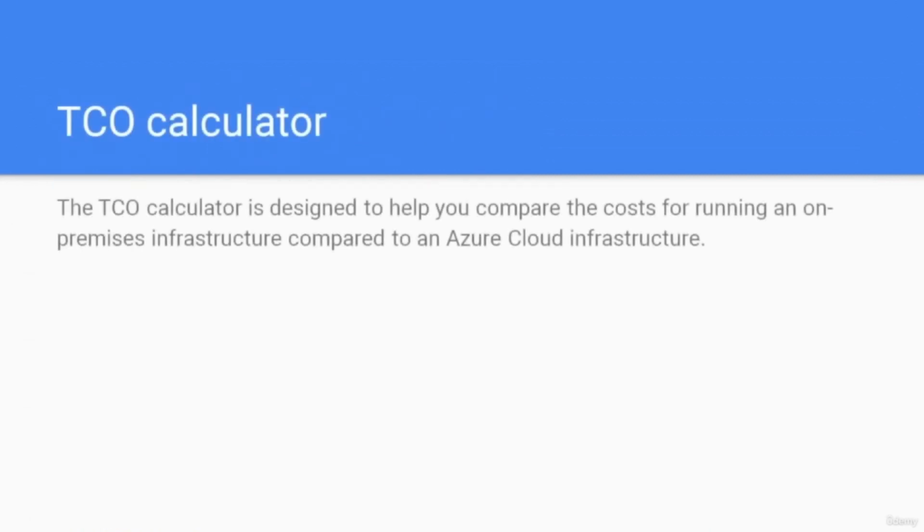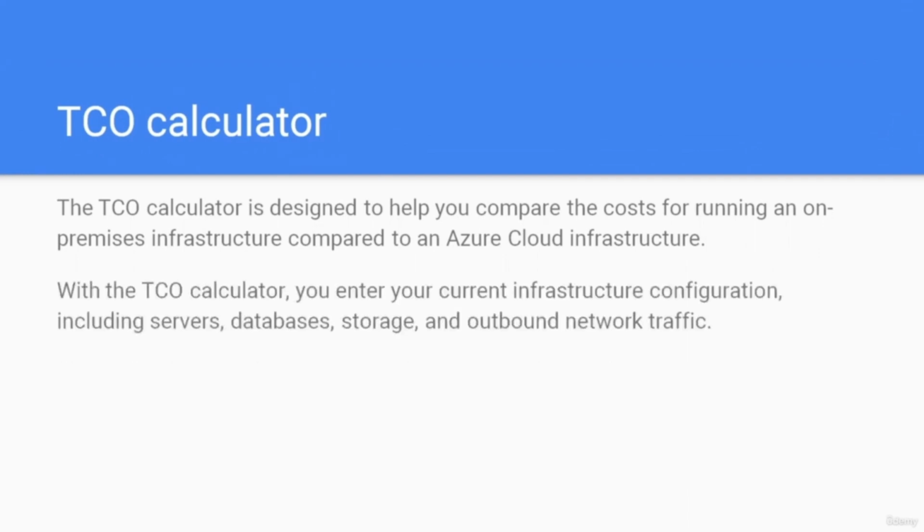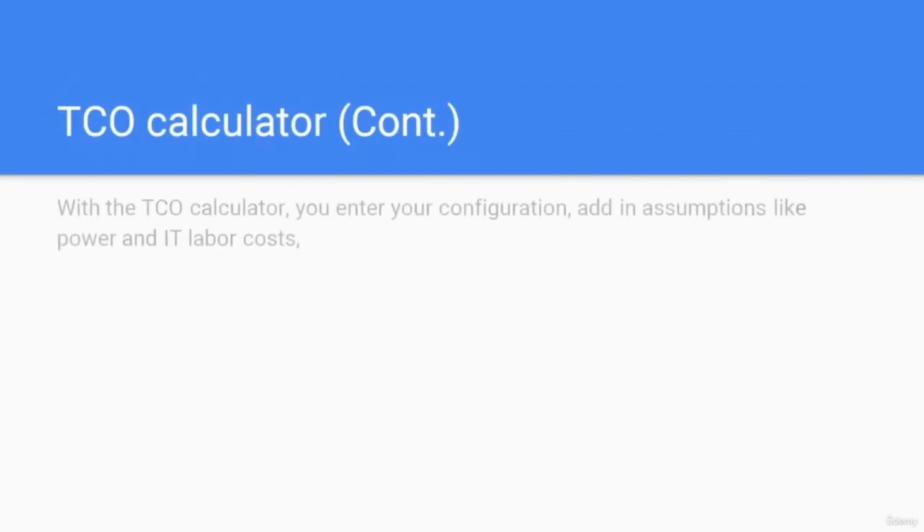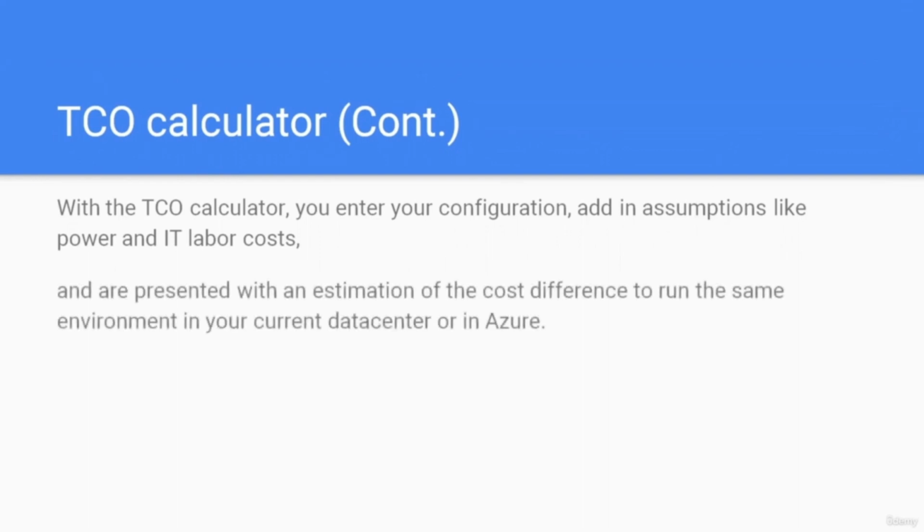TCO calculator. The TCO calculator is designed to help you compare the cost of running on an on-premises infrastructure compared to an Azure cloud infrastructure. With the TCO calculator, you enter your current infrastructure configuration, including servers, databases, storage, and outbound network traffic. The TCO calculator then compares the anticipated cost for your current environment with an Azure environment supporting the same infrastructure requirements. You enter your configuration, add in assumptions like power and IT labor costs, and are presented with an estimation of the cost difference to run the same environment in your current data center versus in Azure.